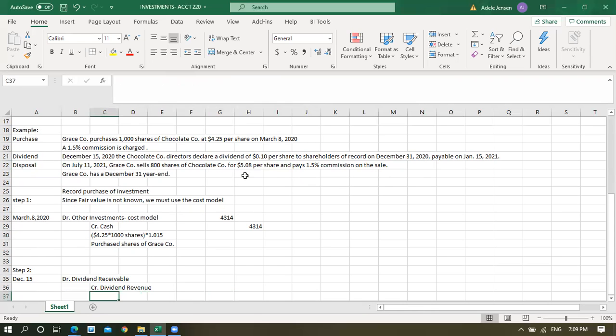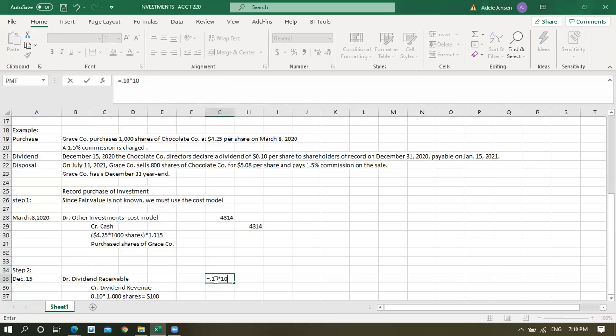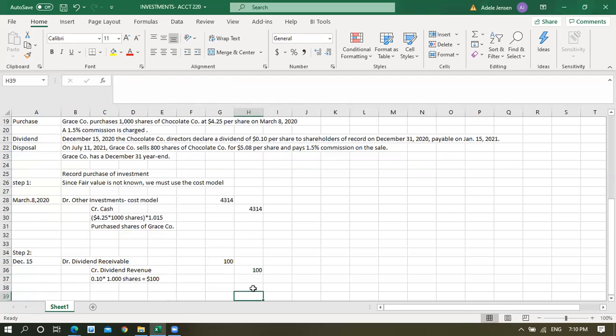Okay, so let's do our calculation here. So it's 10 cents a share times our 1,000 shares, and that will of course equal $100. Okay, so let's do it there as well. Okay, so that is on December 15th, and that gets paid on January 15th.